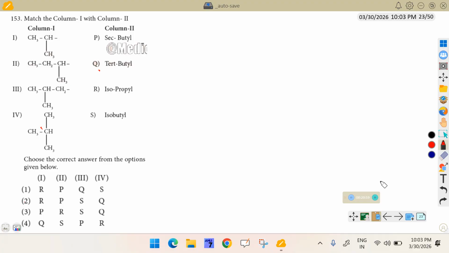Match the following. First one is isopropyl. Second one is secondary butyl. Third one is isobutyl. Based on that, second option is correct.